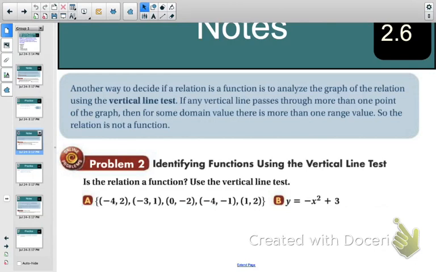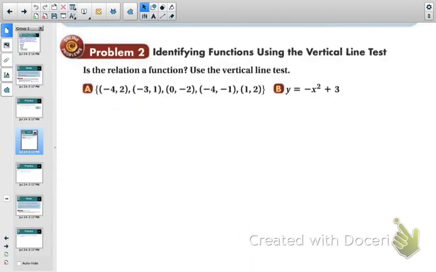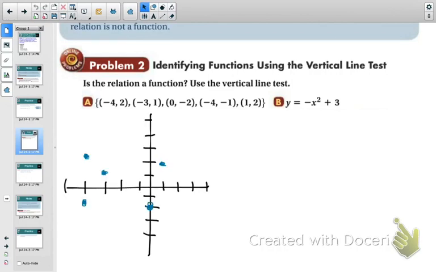Okay, so if we graph our points here and draw a vertical line anywhere on the graph, and it crosses more than once, then it can't be a function. So let's try that here. So I'm going to plot each of these points. Okay, so I finished my graph and I plotted these points. There's 1, 2, 3, 4, 5 points on this graph.